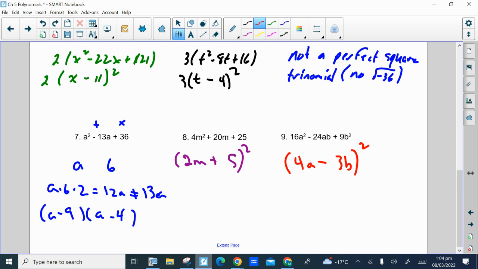Again, without knowing about this perfect square trinomial, you'd have to do it the way we spent the last 2 days, that guess and check. And you'd get 4a minus 3b, 4a minus 3b. But this was a lot quicker.